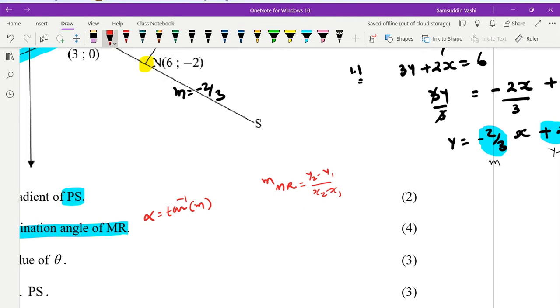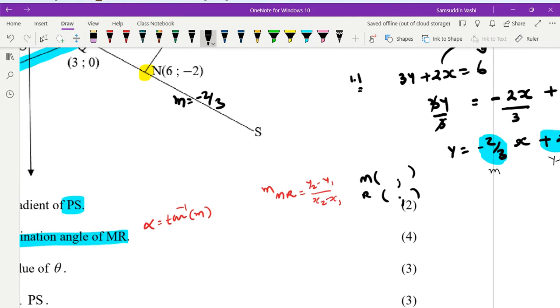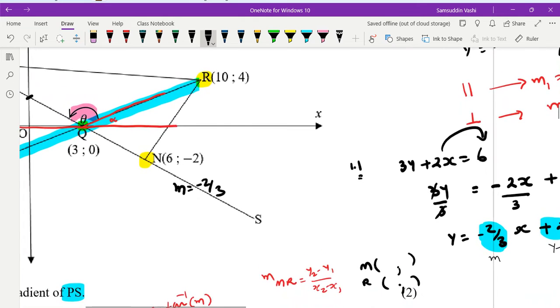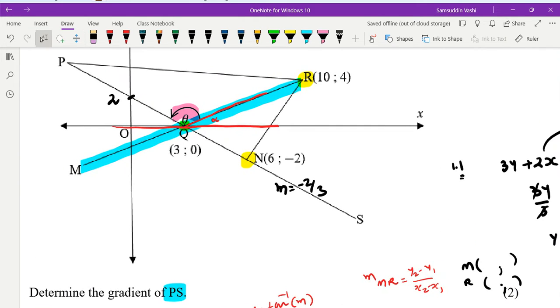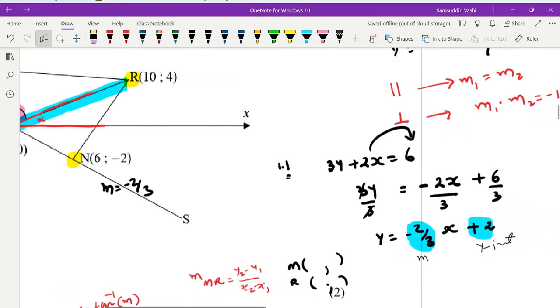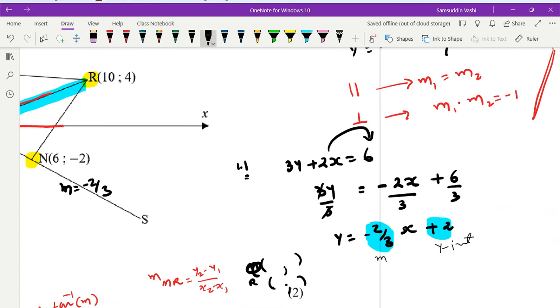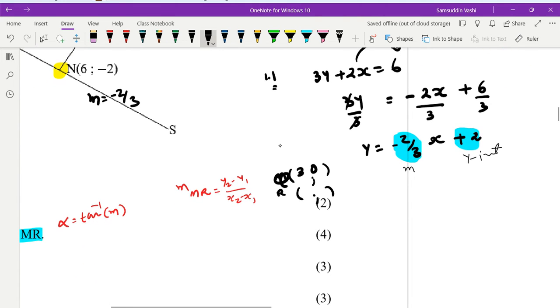Right? What did I tell you? Before you calculate anything, you write down those 2 points side by side, so it will be easy for you to subtract. Okay. So on that line MR, I don't have point M, but I have point Q. So what is that? 3 and 0, and R is 10 and 4.